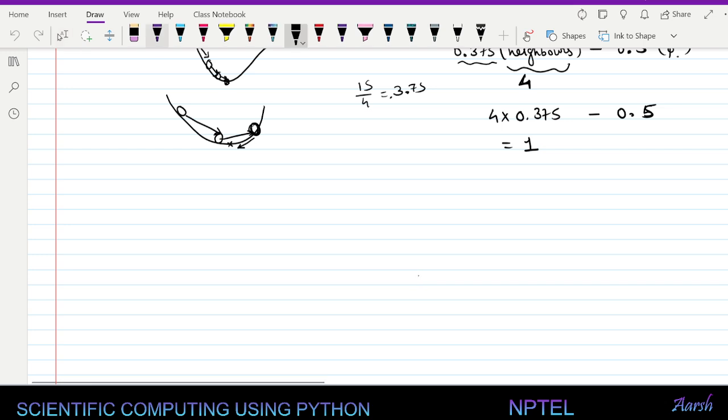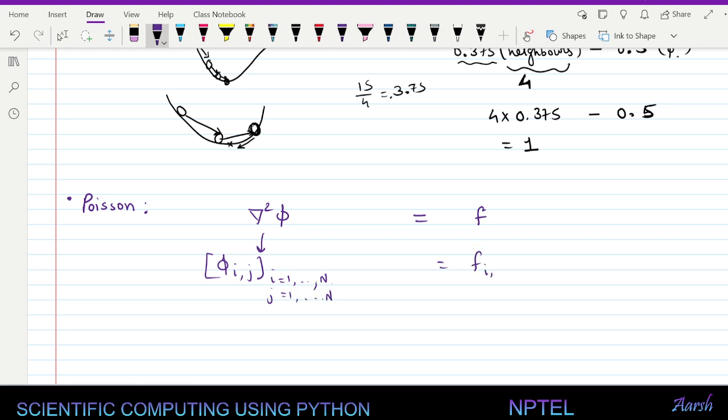Okay. And the last point for Poisson, again the second derivative is whatever it was earlier, but this is the second derivative, and that is equal to some function. So this again you can write in terms of ij, where i is equal to 1 to n, j is equal to 1 to n. So again when you rewrite, this can be written as phi ij. Okay, this is some function of this.